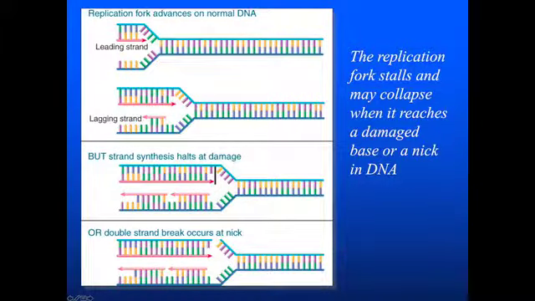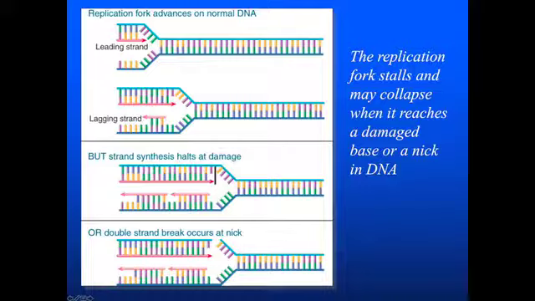Here on this slide, you see up the top normal DNA synthesis. The DNA polymerase is advancing along, leading and lagging strand, and then at the bottom you see 2 kinds of damage. The damaged base like a thymidine dimer, as we've discussed before, the third one down. But look at the last one. What happens if you have a nick, just a break in the phosphodiester backbone in one of the strands?